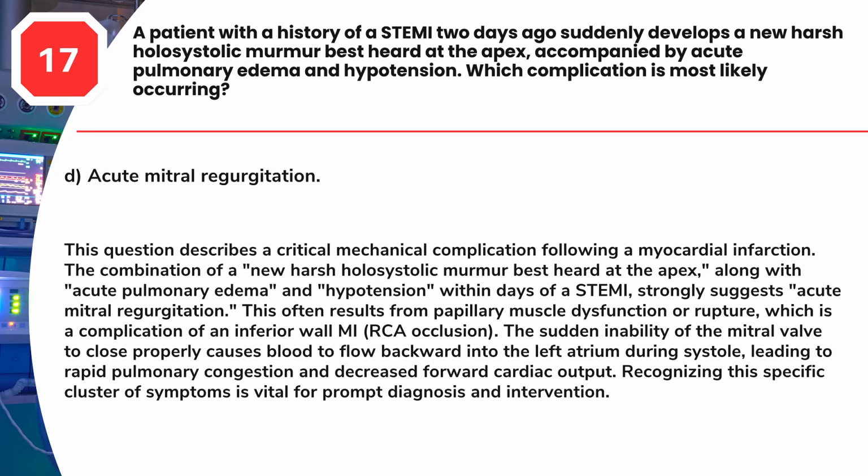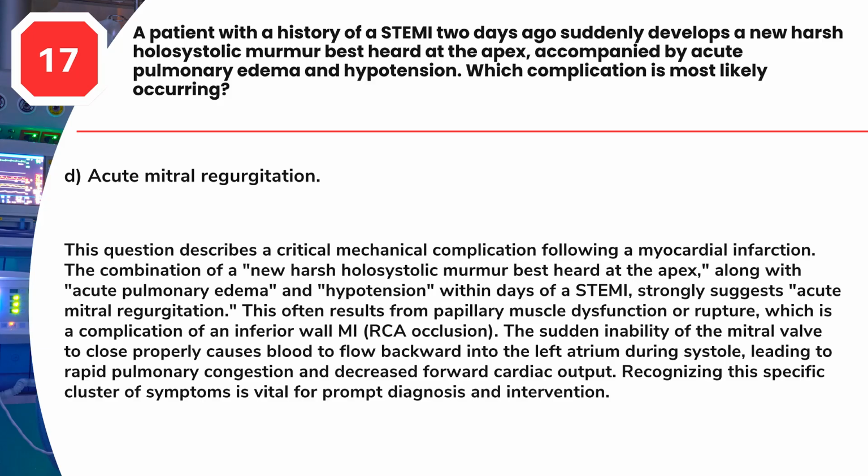Answer, D. Acute mitral regurgitation. This question describes a critical mechanical complication following a myocardial infarction. The combination of a new harsh holosystolic murmur best heard at the apex, along with acute pulmonary edema and hypotension within days of a STEMI, strongly suggests acute mitral regurgitation. This often results from papillary muscle dysfunction or rupture, which is a complication of an inferior wall MI, RCA occlusion.